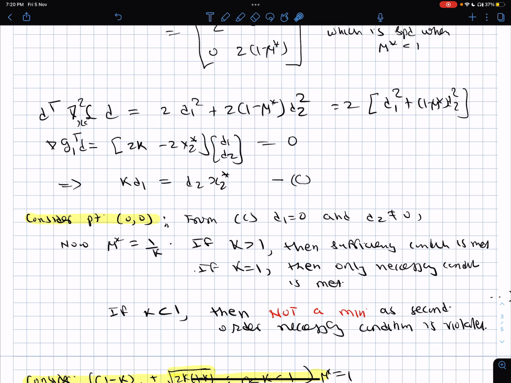Because d1 has become 0, this term is gone, and now you are left with d2 non-negative. So you are left with 1 minus mu star into d2 star, and the necessity is that it should be greater than or equal to 0. Sufficiency is that it should be greater than 0.